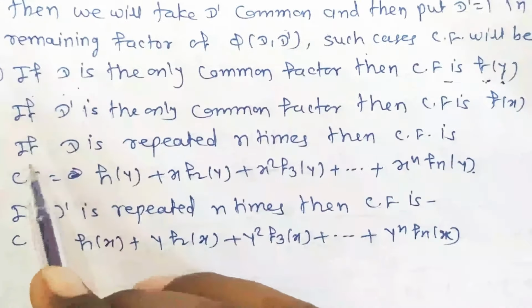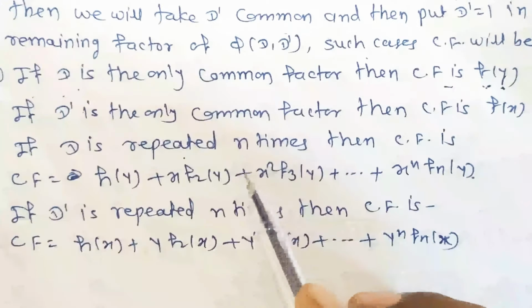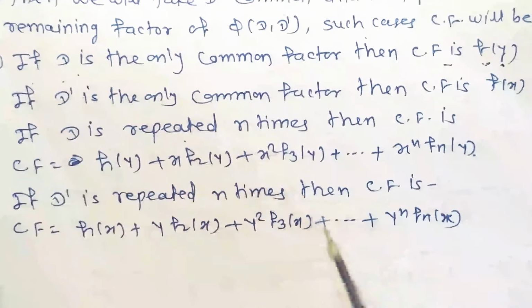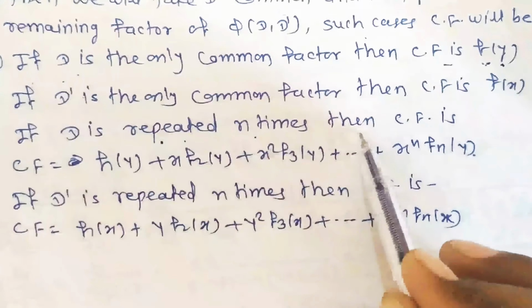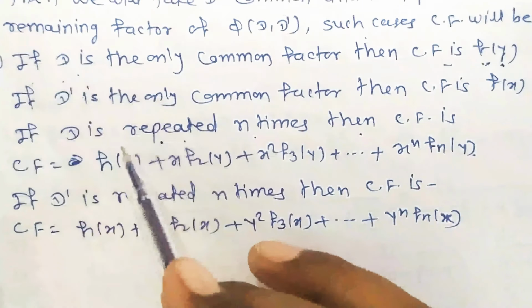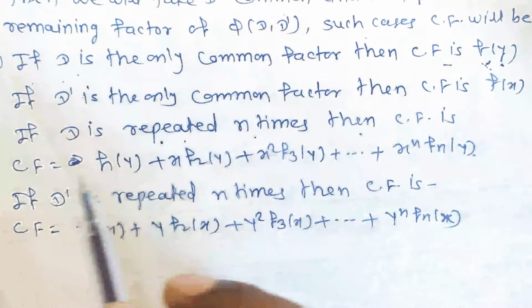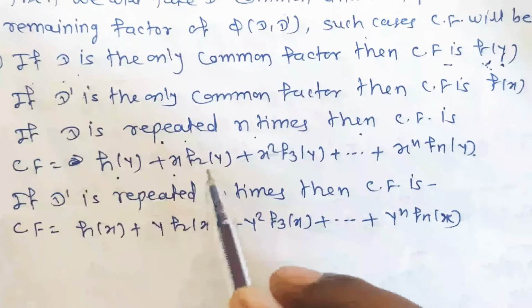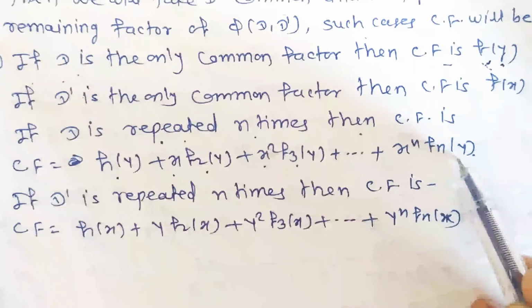That is the third step. If D is repeated n times, that is, suppose we took D common with power n, that is, roots come as D equal to 0, 0, 0, 0 n times or D equal to 1, 1, 1, n times. If D is repeated n times, meaning D raised to n is common, then how do we write the CF? We write CF in terms of y, and the formula is f1(y) + x f2(y) + x square f3(y) + and so on + x raised to n fn(y).